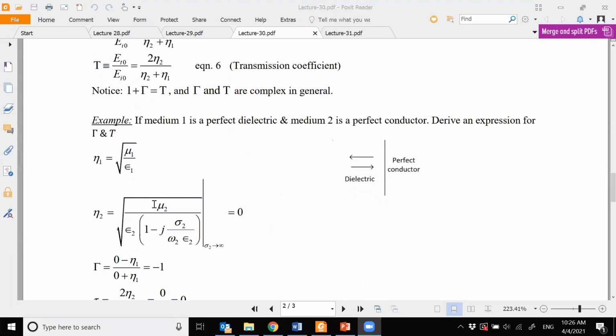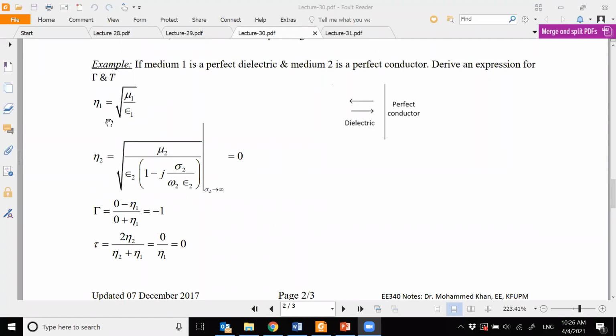So what I'm doing here, I'm finding the characteristic impedance of medium 1, which is a dielectric, root of mu1 over epsilon 1. I'm finding it for medium 2, which is eta 2, root of mu2 over epsilon 2. Now I'm writing it for a conductor. And since it's a perfect conductor, that means its conductivity should go to infinity.